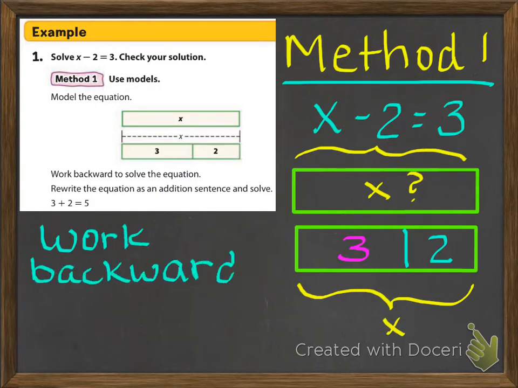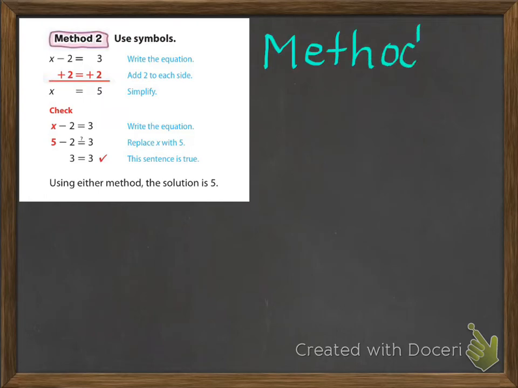It says to work backwards, so you want to write that. What does that mean? That means that you can go, okay, well, if x minus 2 is 3, then that means that the x had to be larger, had to be a greater number than 3 because you subtracted 2 from it. And if you say how much greater does it have to be, it has to be 2 greater because you subtracted 2. So now you're going to work backwards, you're going to add 3 plus 2, and you will get 5.